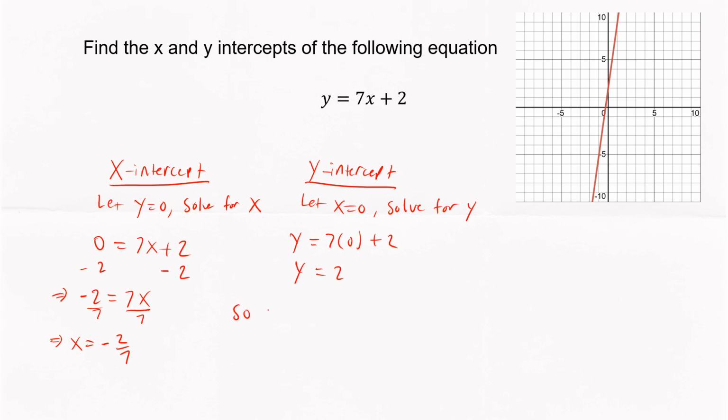So the x-intercept written as a point will be, so we said that x is negative 2 over 7 and y is 0. And the y-intercept will be, so for the y-intercept we set x is 0 and y was 2, so ordered pair (0, 2). So that would be our x and y intercept respectively.